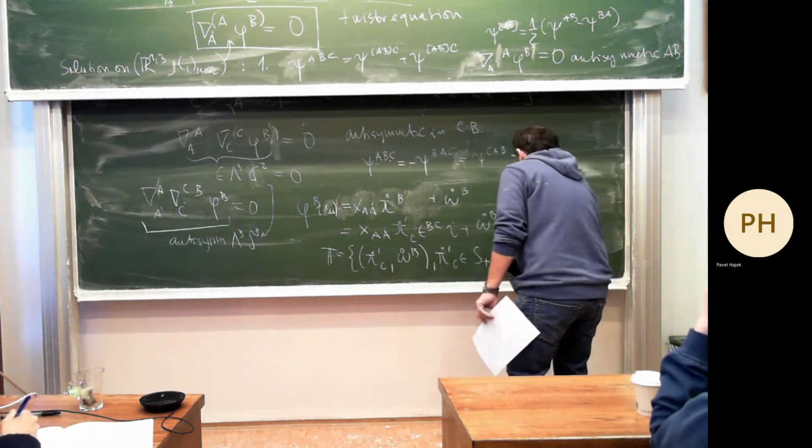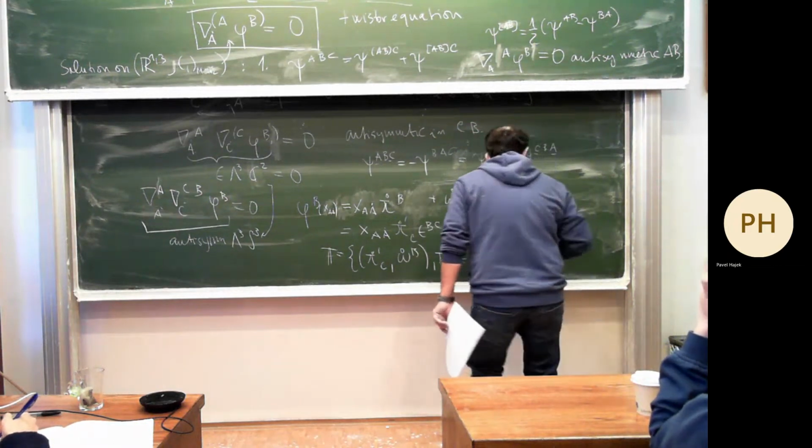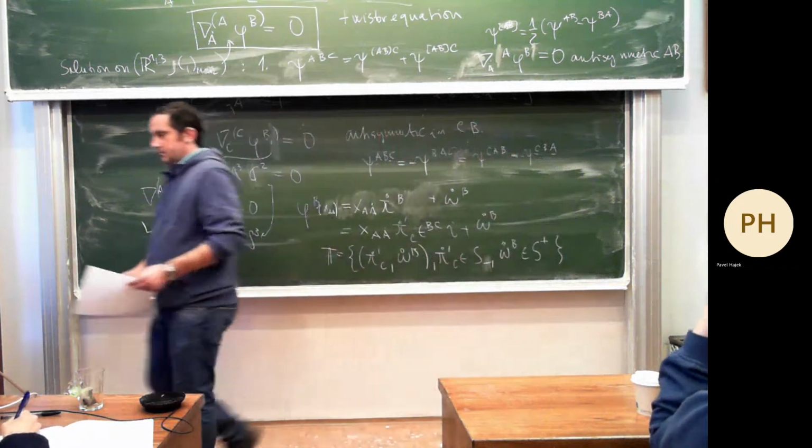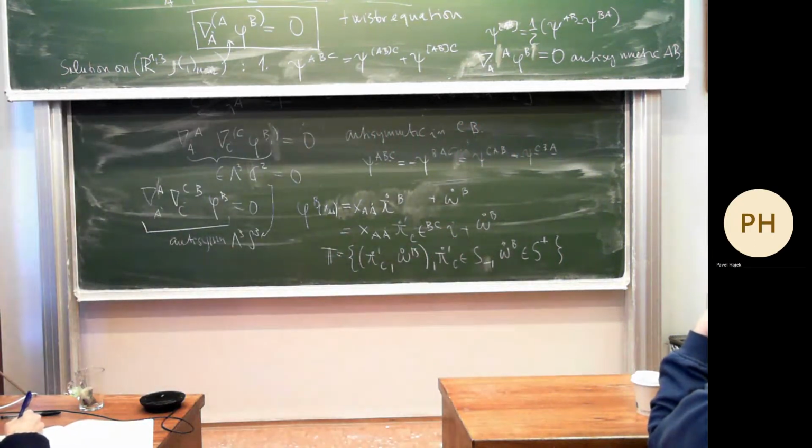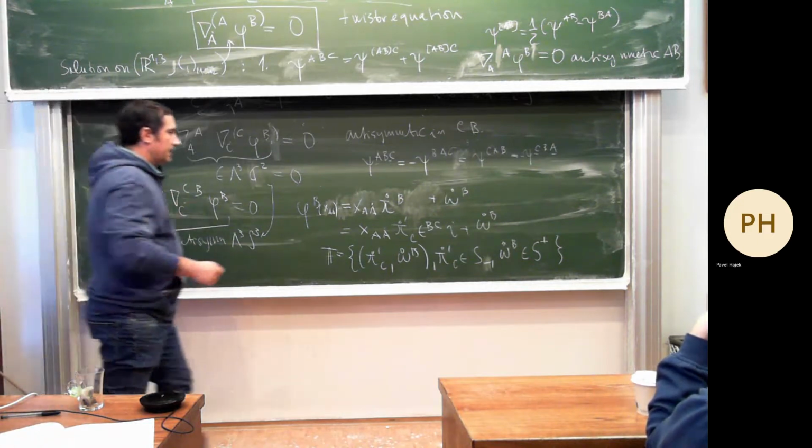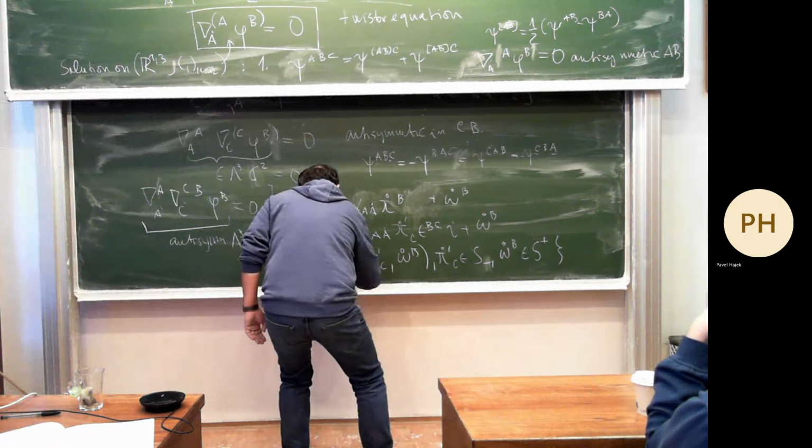I will write it by this, but probably this is S minus. We cannot distinguish it by what we thought we had until now. So this is the twistor space, yeah. The space of solutions of the twistor equation on Minkowski spacetime, and it is also a representation of SL2C. It is isomorphic to S plus S minus down.